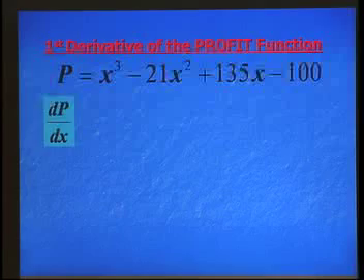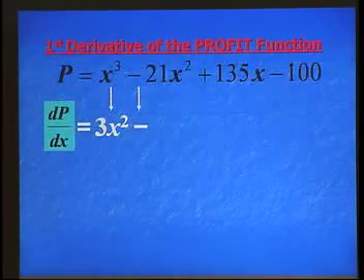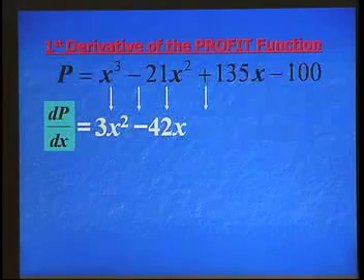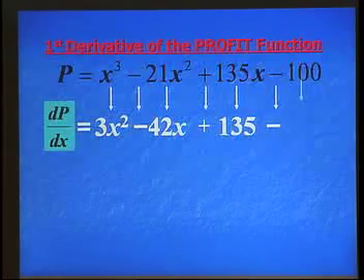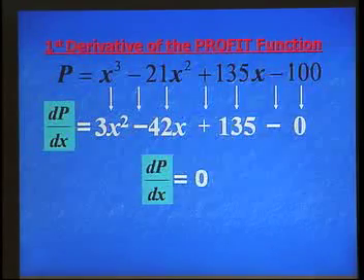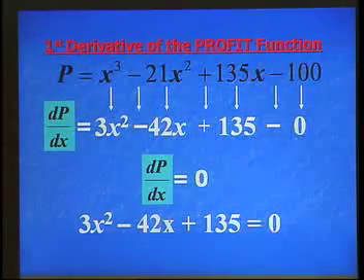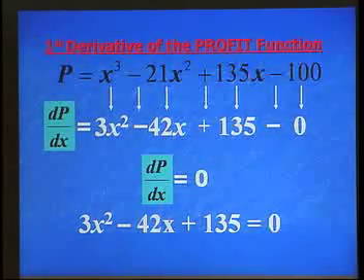We have got the profit function. Now, we will calculate the first derivative of the function. The first derivative of the profit function will be 3x² − 42x + 135 − 0. For maxima and minima, the first derivative will be equal to 0. That means, dP/dx = 0, or 3x² − 42x + 135 = 0.